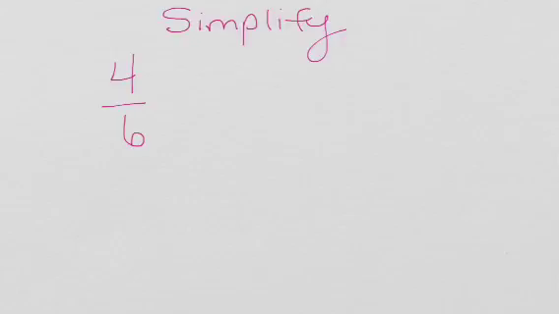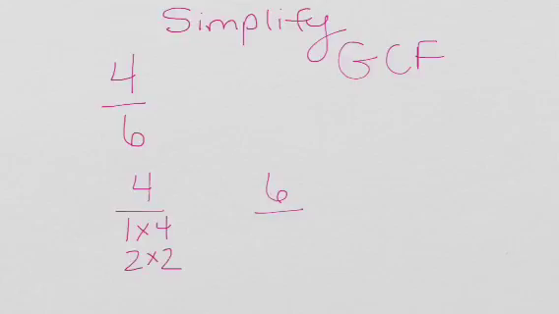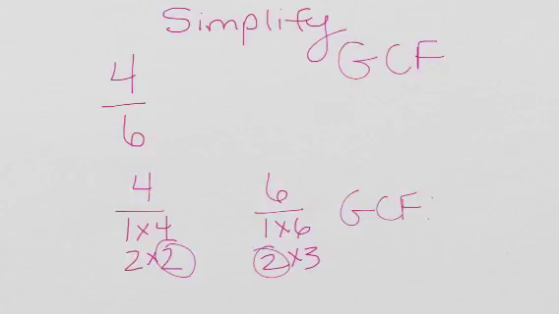In order to do that, I'm going to want to look for a greatest common factor of both the numerator and the denominator. So if I have 4 and 6, I need to look for a greatest common factor. I know the factors of 4 are 1 and 4, and 2 times 2. The factors of 6 are 1 and 6, 2 and 3. So in these sets of numbers, I see that 2 is the greatest common factor of 4 and 6.